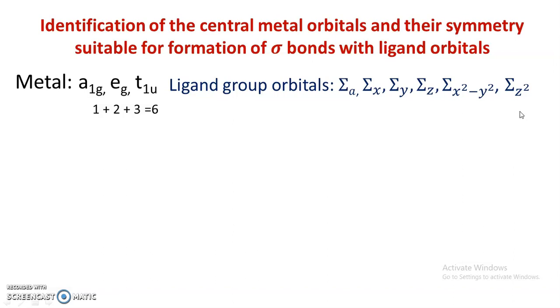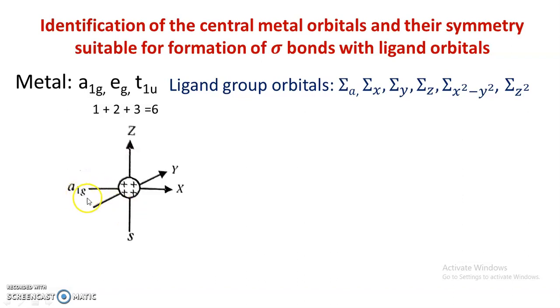Out of 9 metal orbitals, we are considering only 6 orbitals because the remaining 3 metal orbitals, that is T2G orbitals, are not suitable for the formation of sigma bond. That is, T2G orbitals are suitable for the formation of pi bond and we are not considering T2G orbitals. Okay, now we are going to discuss the metal orbitals and corresponding matching ligand group orbitals with their shape.